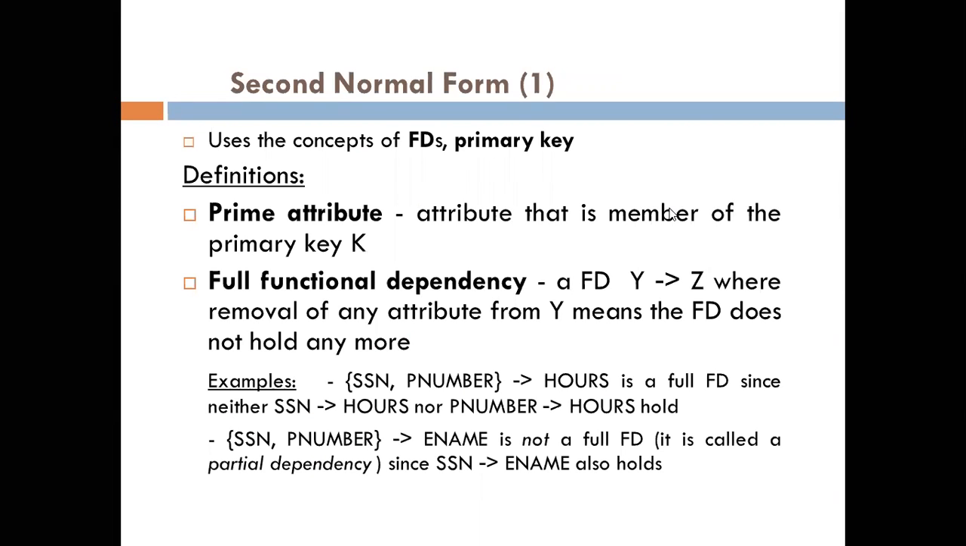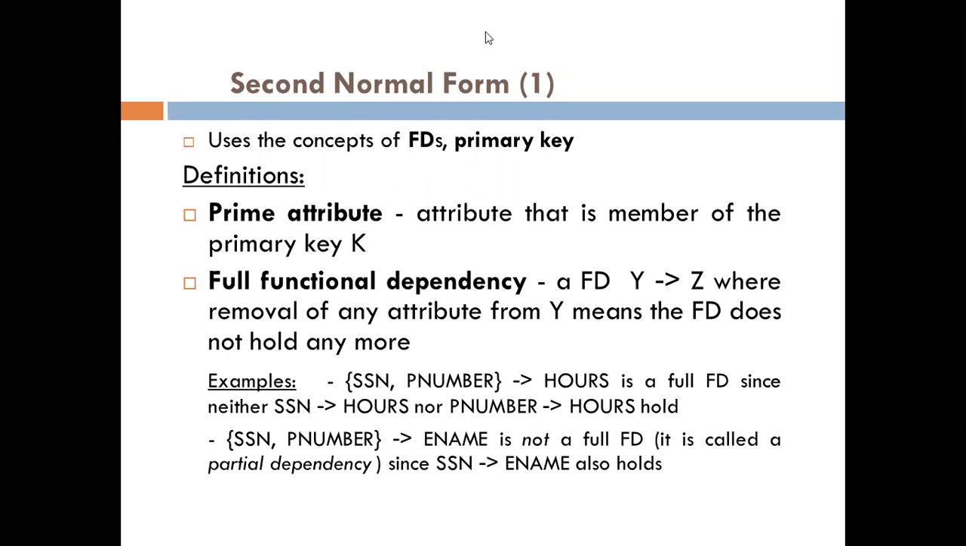So in the second normal form, we will use the term full functional dependency. A prime attribute is an attribute that is a member of a primary key. Full functional dependency. A functional dependency is said to be full when removal of any attribute from Y means the functional dependency doesn't hold anymore.